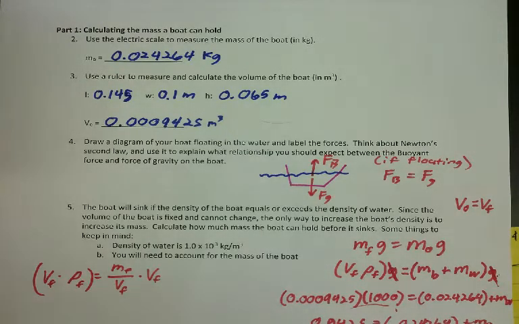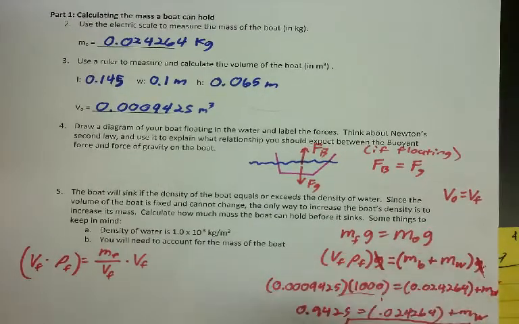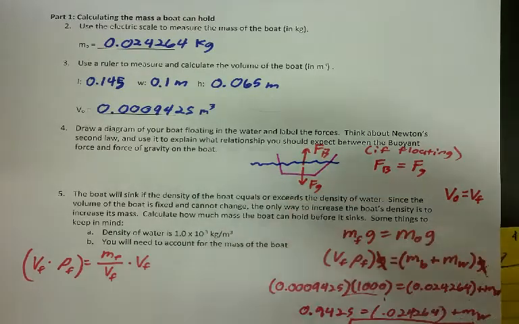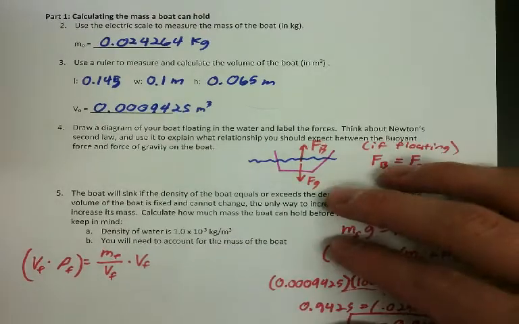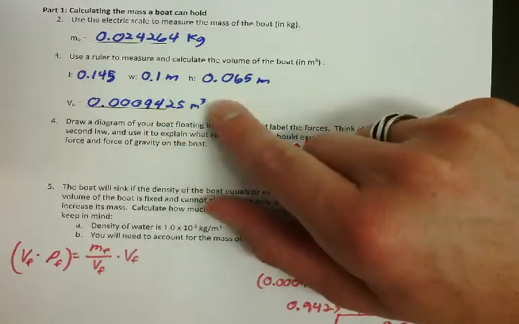Okay, let me walk you through the setup of the lab in part one, so I can talk you through the calculations. The calculations that we did here for part one will be the exact same calculations you do for part two. The first thing we did is I used just a plastic Tupperware container for the boat, and I measured the mass of that, and I measured the length, width, and height to find the volume.